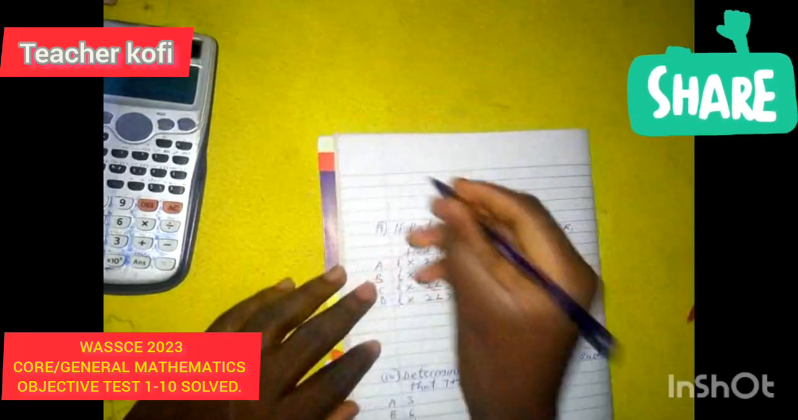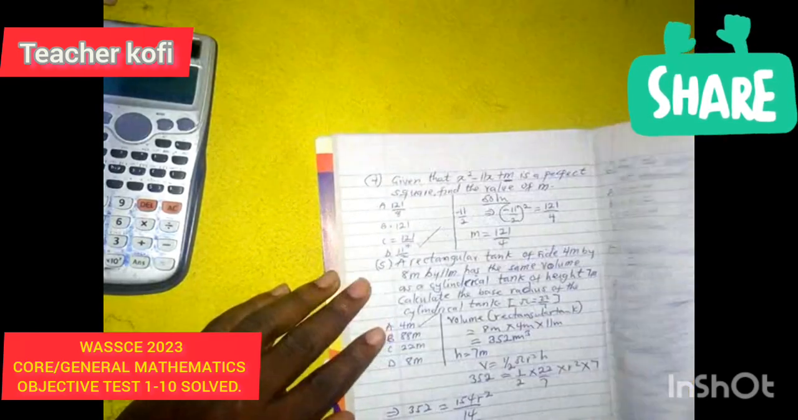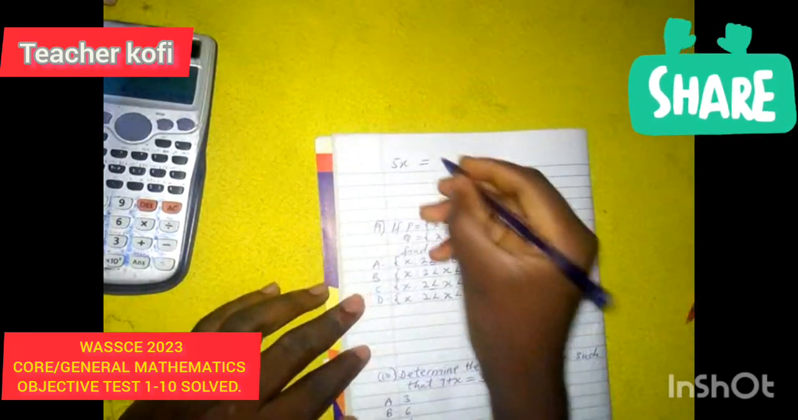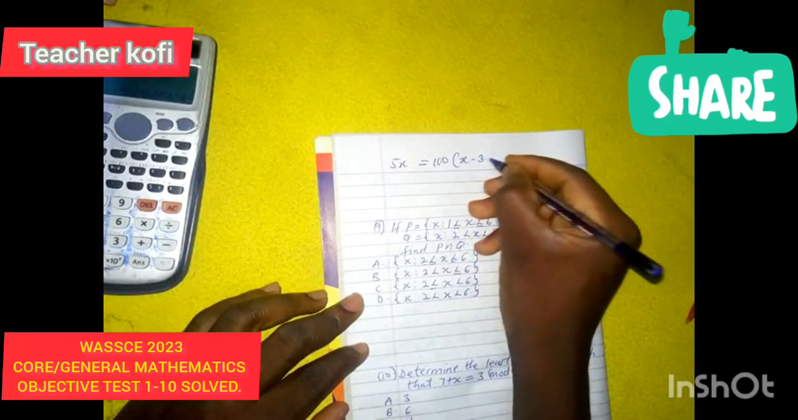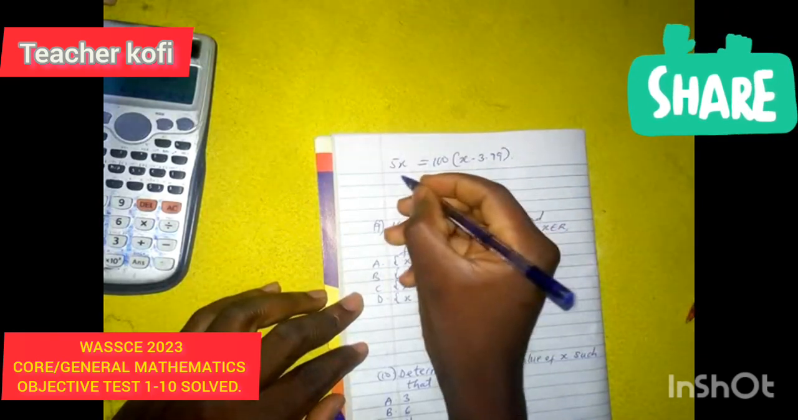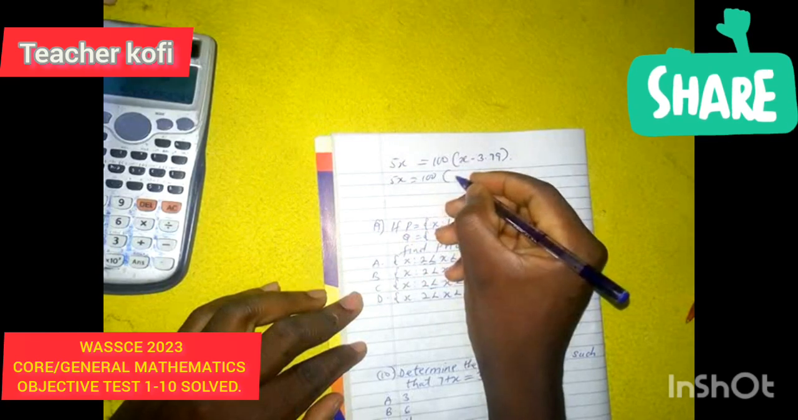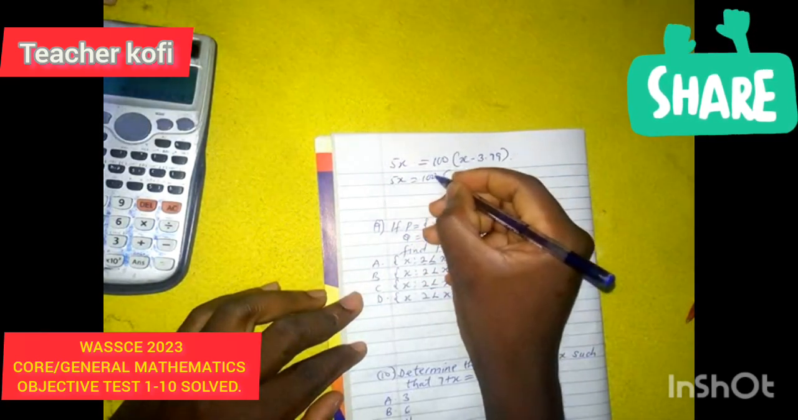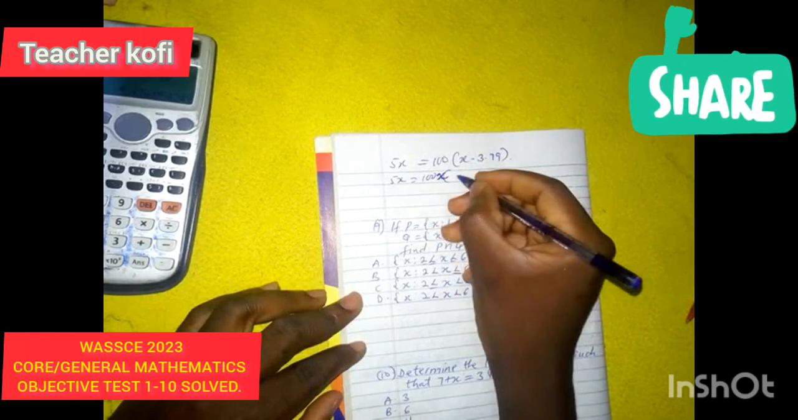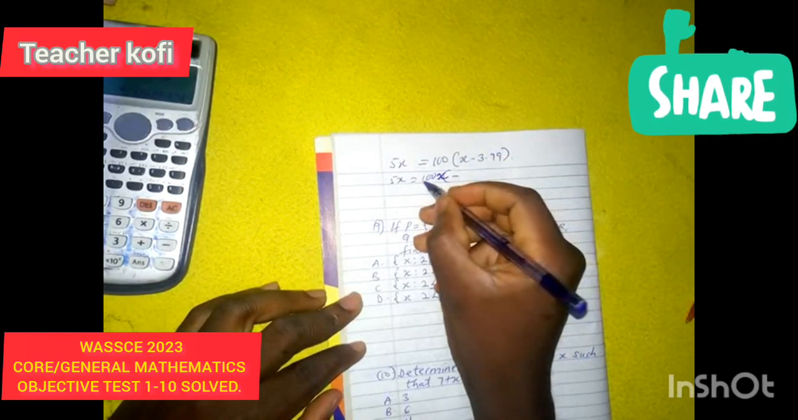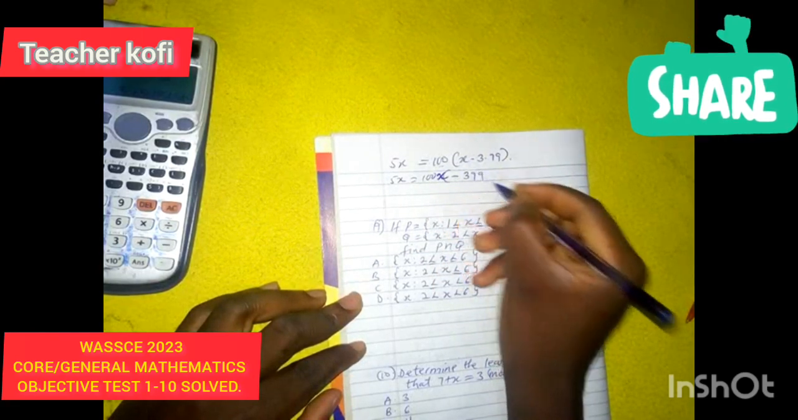We have 5x equal to 100 into bracket x minus 3.99. Let's solve it. So it will be 5x equal to 100 times x, which will give us 100x, minus 100 times 3.99, which will give us 399.